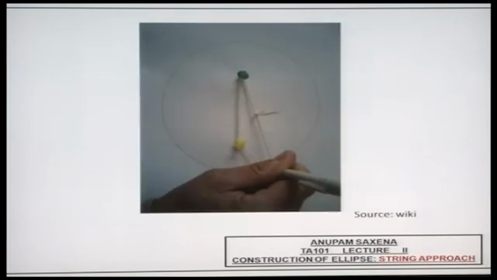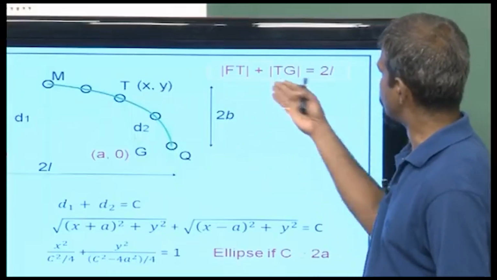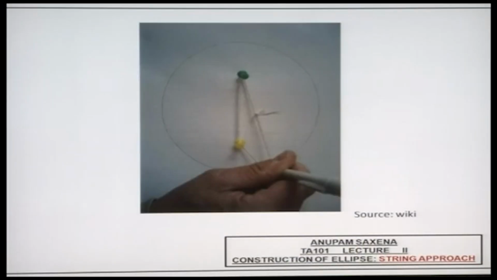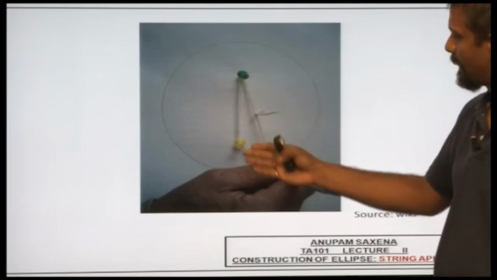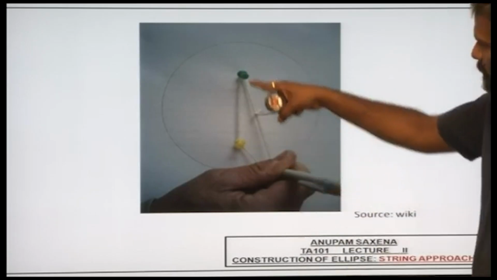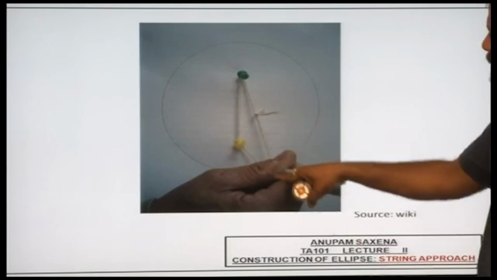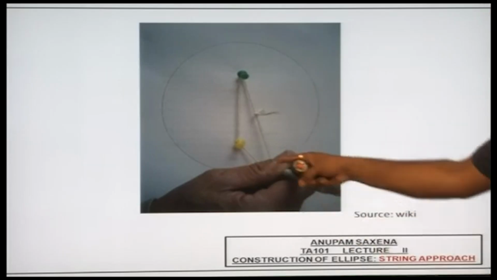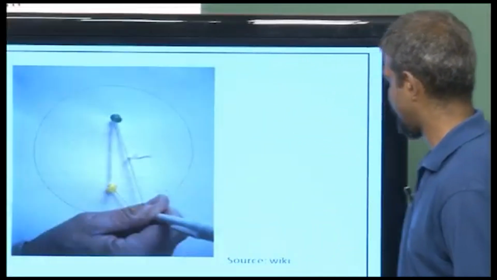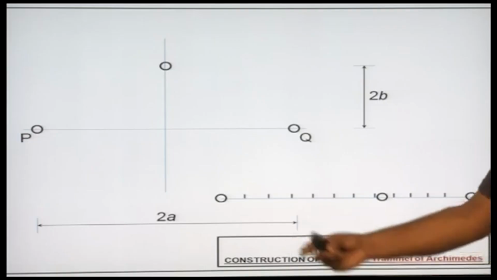All right, so you can use the same property. Let me go back. You can have a pin at one of the foci, another pin at the second focus, and a loop of string. Making sure that the sum of these two distances is a constant, you can draw an ellipse. Trammel of Archimedes, another way of constructing an ellipse.